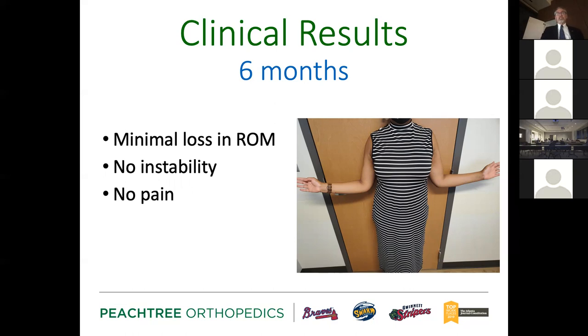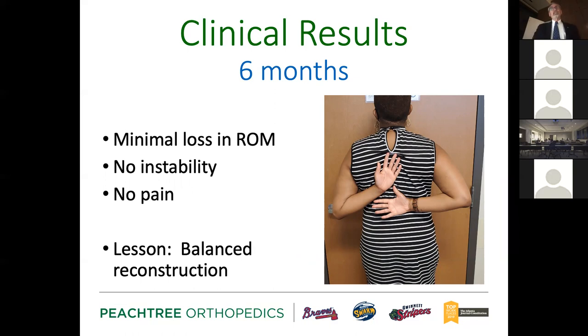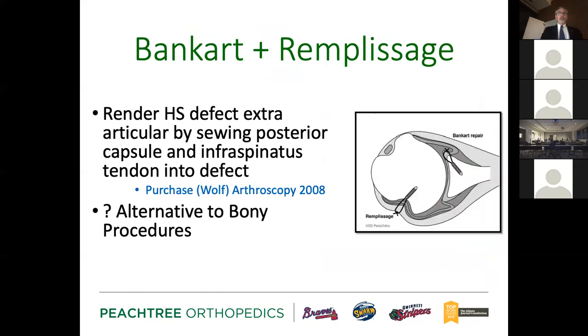Again, these are the type of patients that get their motion back quickly because they tend to be lax to start with. She's got a little bit of loss of internal rotation, but otherwise has great motion. And so the lesson there is you want a balanced reconstruction. So you do a nice Bankart repair in the front. If they're still patulous in the back, you pull up that posterior inferior ligament and balance them out.